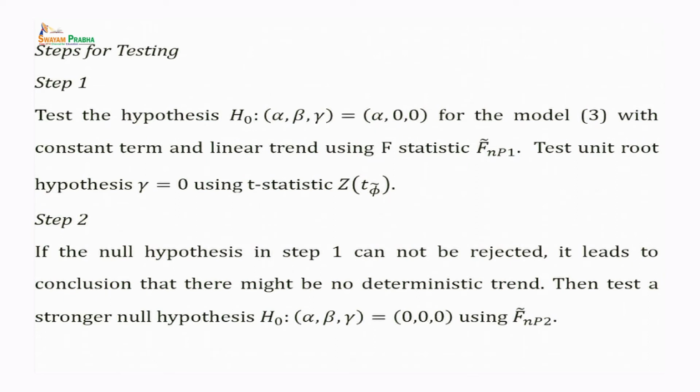In the next step, if the null hypothesis in step 1 cannot be rejected, it leads to the conclusion that there might be no deterministic trend. Acceptance of the null hypothesis means there is no trend. Then we test a stronger null hypothesis H naught, alpha, beta, gamma equal to 0, 0, 0, which means there is no drift also, using F curl n P2.